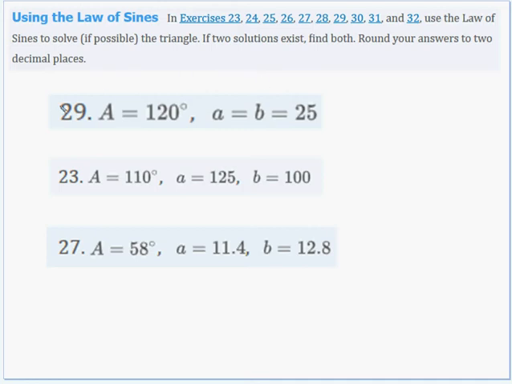Okay, in this video we're going to do 3 practice problems. This will be for 6-1, day number 2 in the law of sines. The directions just say use the law of sines to solve, if possible, the triangle. If 2 solutions do exist, find both. Round answers to 2 places. And we are going to sort of do them out of order here.